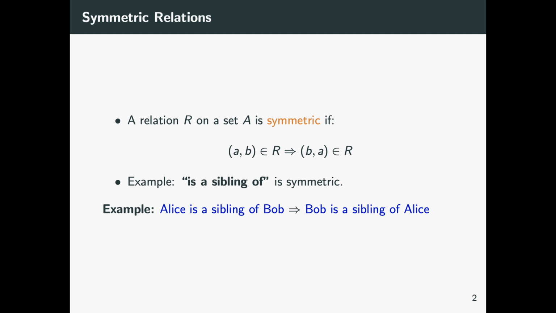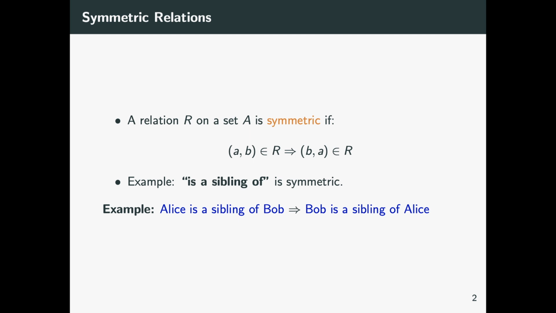A relation R on a set A is called symmetric if, whenever an element A is related to an element B, then the element B is also related to the element A. In other words, if the ordered pair AB is an element of the relation R, then the ordered pair BA must also be an element of the relation R.